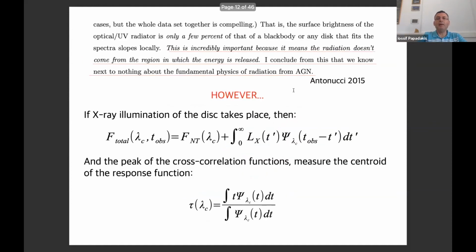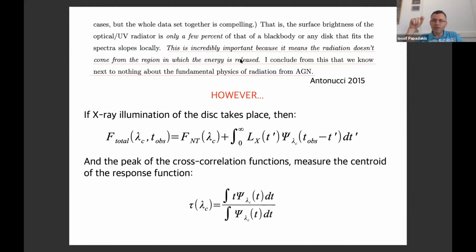And I'm just showing here, from a paper by Antonucci in 2015, saying that this discrepancy is incredibly important, because it means that the radiation does not come from the region where the energy is released. The disk seems to be very, very hot, very far away, while most of the energy comes from the inner part. So he says that he concludes from this that we know next to nothing about the fundamental physics of radiation from AGN. That's a very strong argument, but indeed it is an issue.